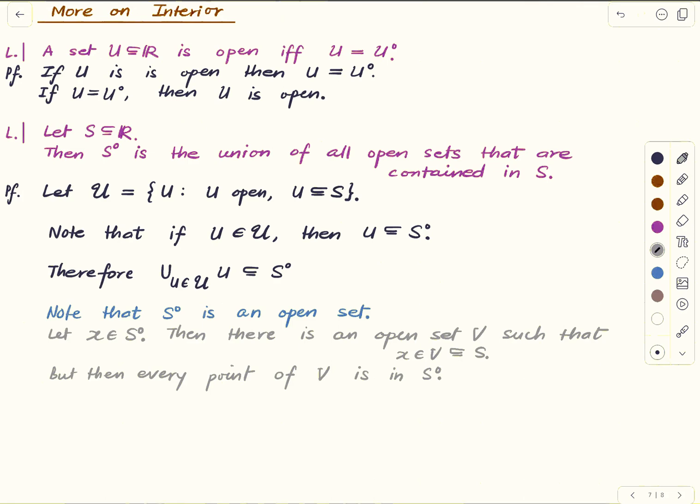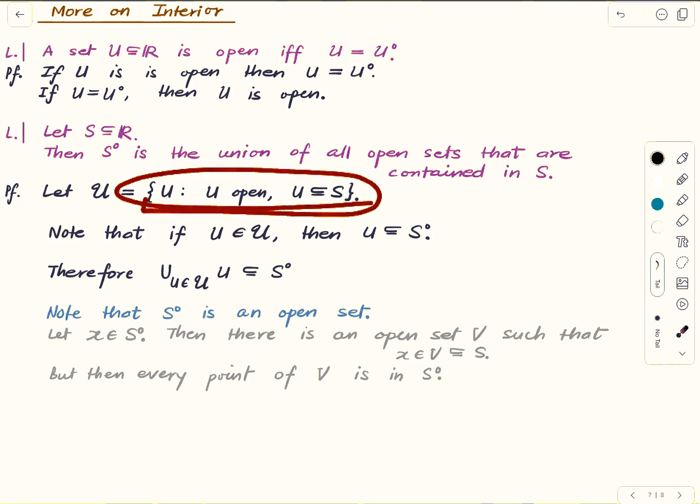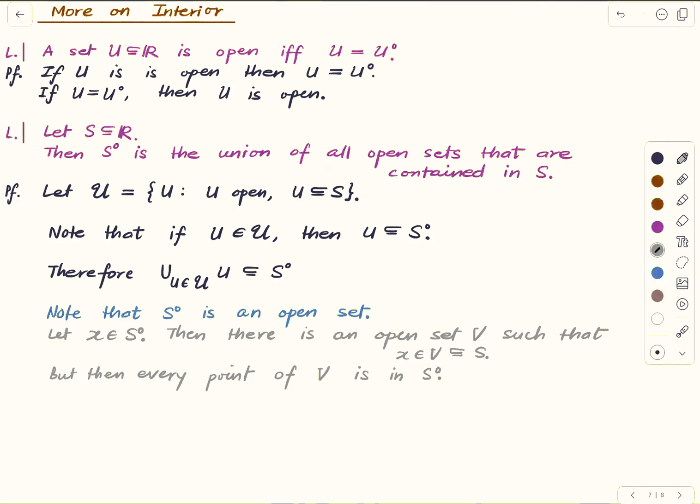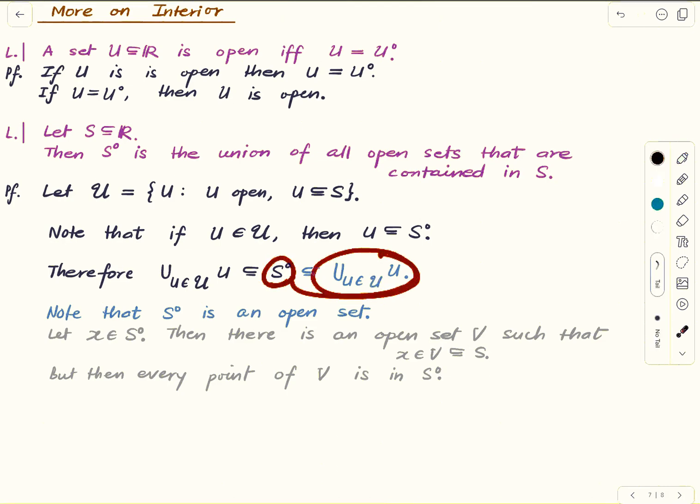It's very, very simple. So S interior is open, and it is therefore contained in the union of all the things in script U, because S interior is a member of script U. So this containment here follows from the blue claim, because S interior, or the interior of S, is a member of script U, and hence it is naturally contained in this union. So this sandwich tells us that S interior is this union, and that's it. So the interior of S is the largest open set that is contained in S.